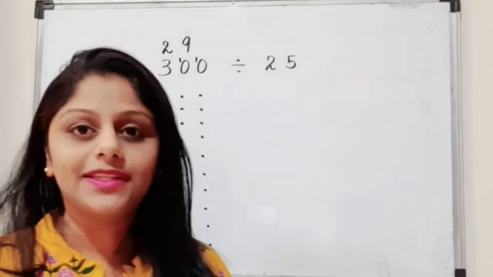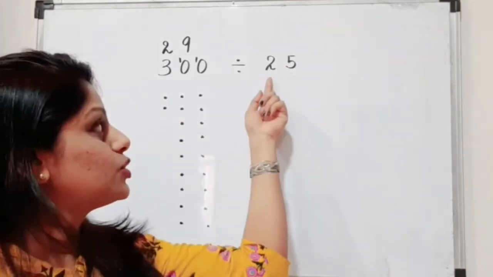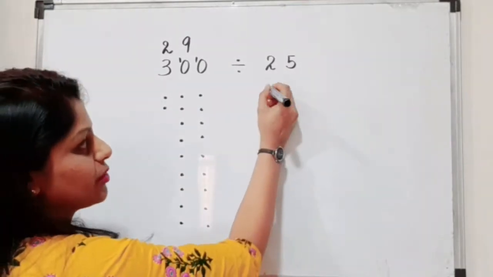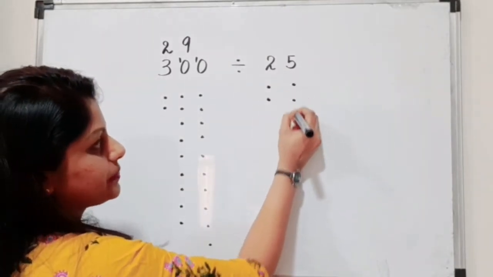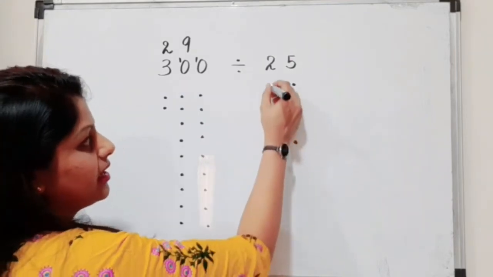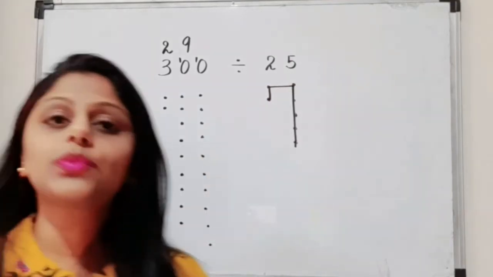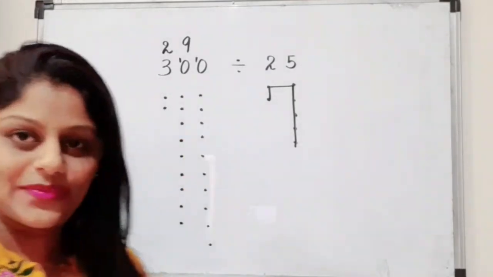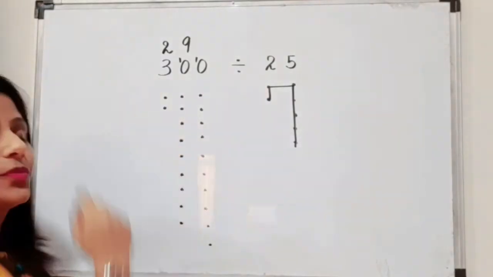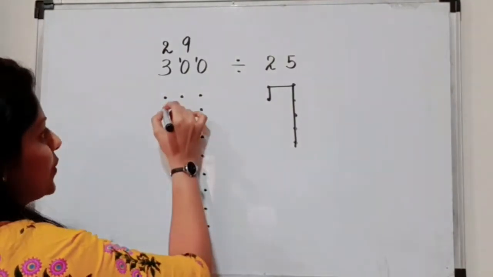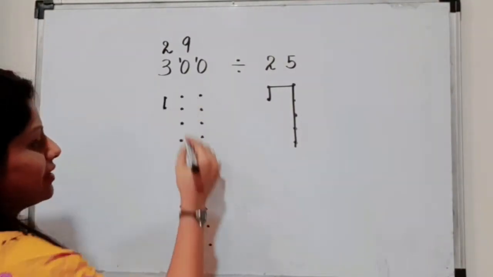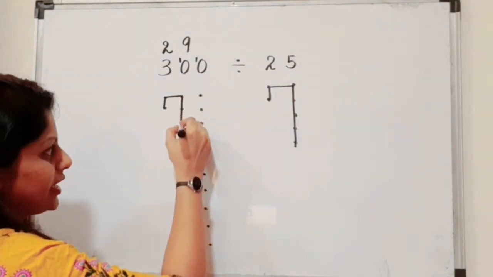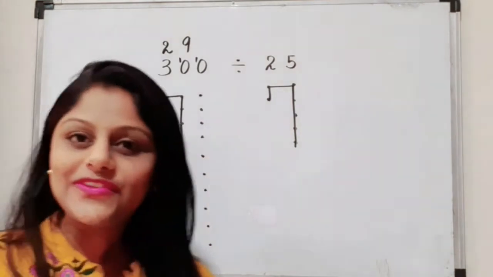Now the same method: 2 and 5 means 2 dots in one column and 5 in the other column. It will be represented somewhat like this. Like this, we have to connect dots with lines. In the first column we have 2 dots, so 2 dots we'll join here, and in this we have to join 5 dots. So 1, 2, 3, 4 and 5. So the first set is over.